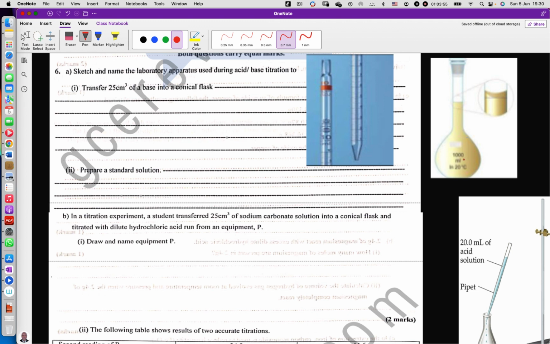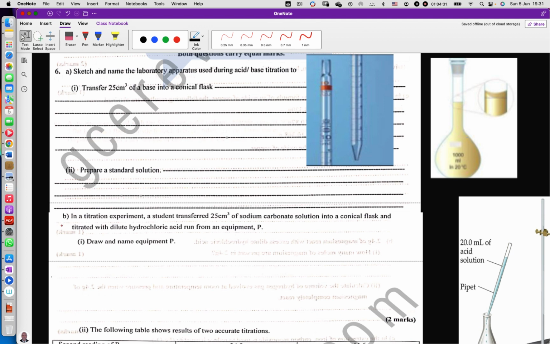It is labeled 1,000 ml. It is also labeled 1,000 cm cube, or 1,000 cubic centimeters. You will either see 1,000 ml or 1,000 cubic centimeters. This is what is used to prepare a standard solution. You label it a volumetric flask. Okay.